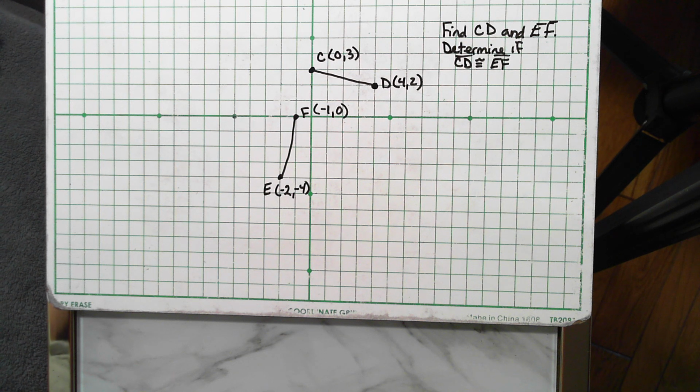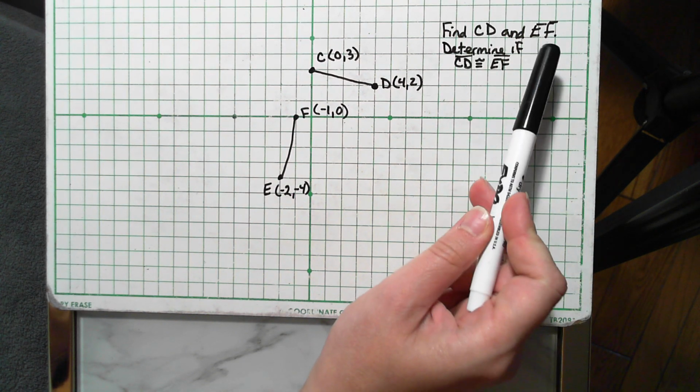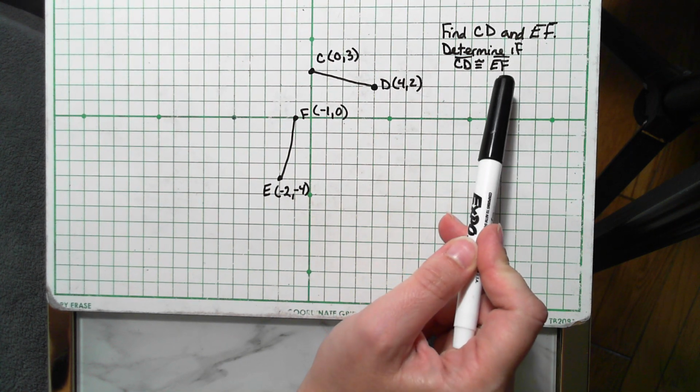Everyone. In Geometry Lesson 1-6, we learned about the midpoint and distance formula. I talked about the midpoint in a different video, but in this video we're going to focus on the distance formula, how to find distance between 2 points, and how it applies to the Pythagorean theorem. So our first question says, find the length of CD and EF and determine if they are congruent.